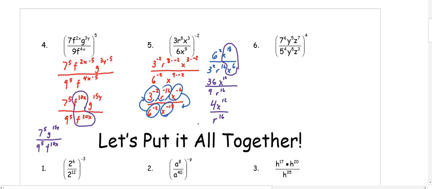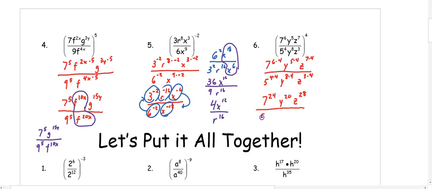Number 6. I'm going to multiply all of my exponents. So I get 7 to the 6 times 4, y to the 5 times 4, z to the 7 times 4, all over 5 to the 4 times 4, y to the 8 times 4, z to the 3 times 4. So when I multiply, I get 7 to the 24th, y to the 20th, z to the 28th, all over 5 to the 16, y to the 32nd, and z to the 12th.